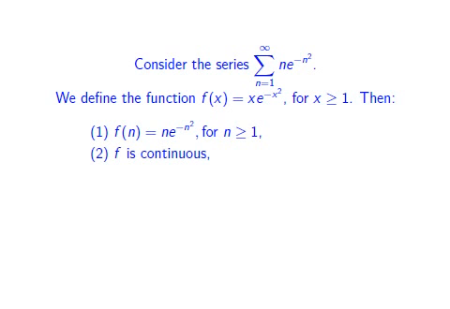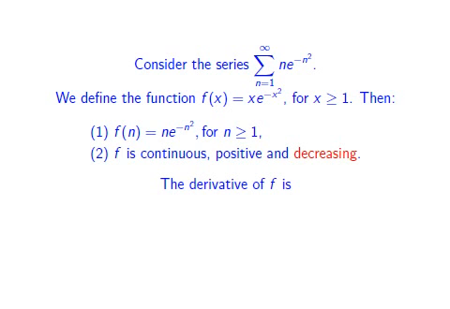Furthermore, f is continuous since it is the product of two continuous functions. f is also positive as x is greater or equal to 1 and the exponential function is always positive. Finally, f is decreasing. In order to show this fact, we need to do some analysis. For this purpose, we determine the derivative of the function f. Since f is a product, we need to apply the product rule to find f dash.